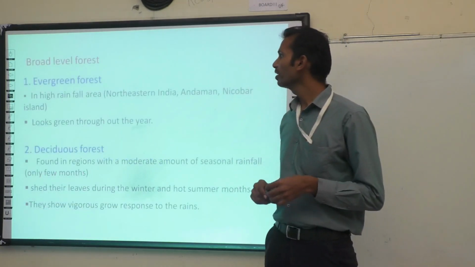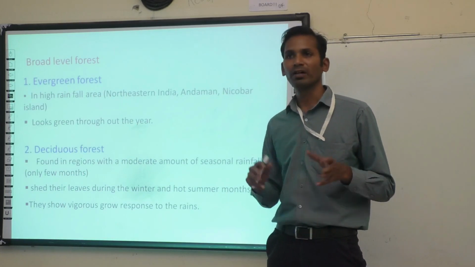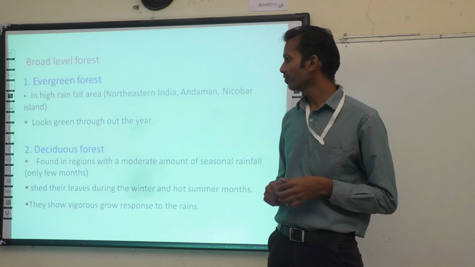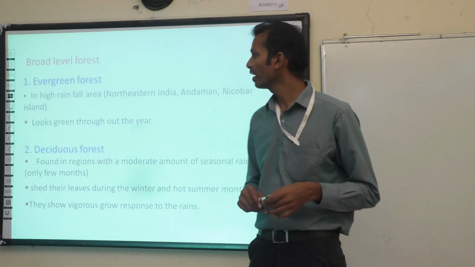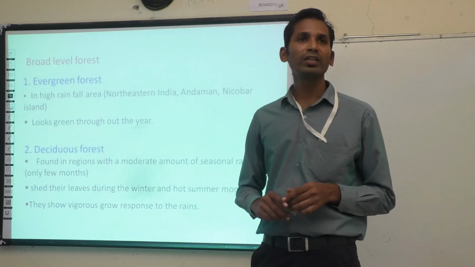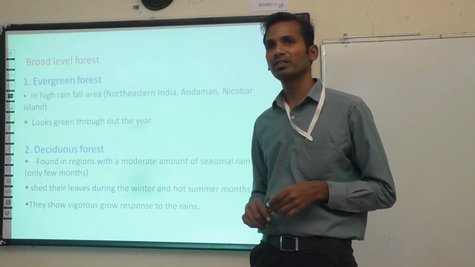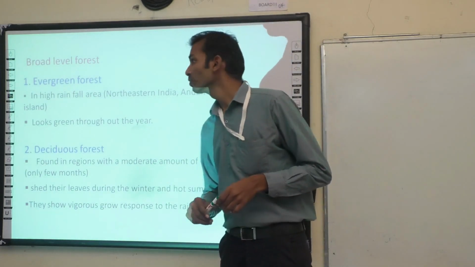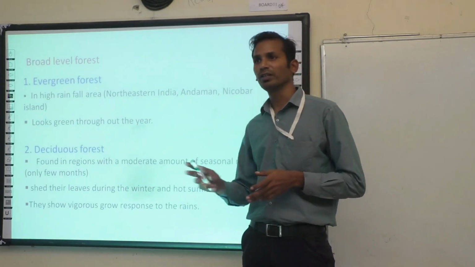Next one is broadleaf forest. This broadleaf forest has four major categories: evergreen forest, deciduous forest, thorn forest, and mangrove forest. First one is evergreen forest. Here the rainfall will be more, above 180 centimeters annually, and the temperature will be in the optimum range of 30 to 50 degrees centigrade.